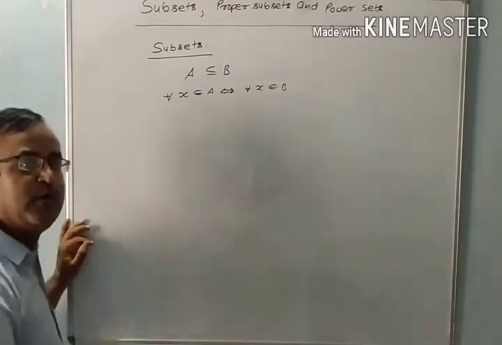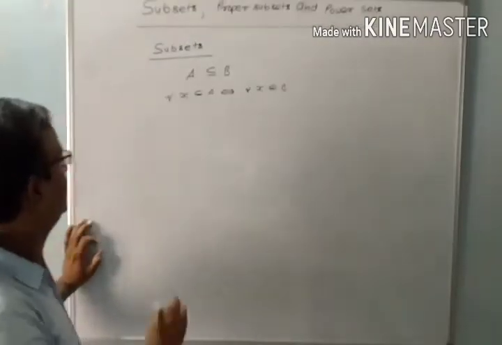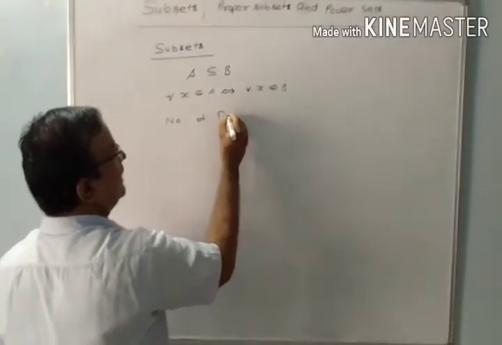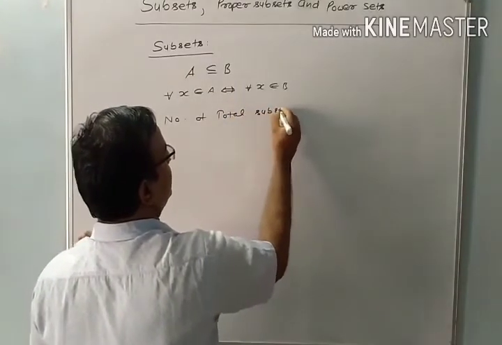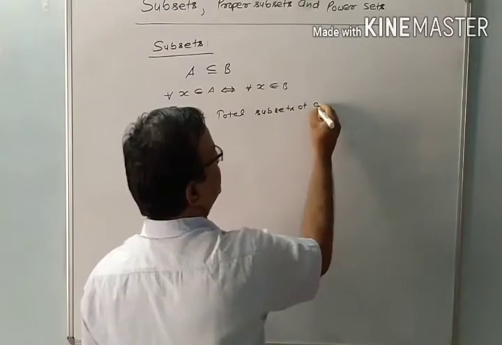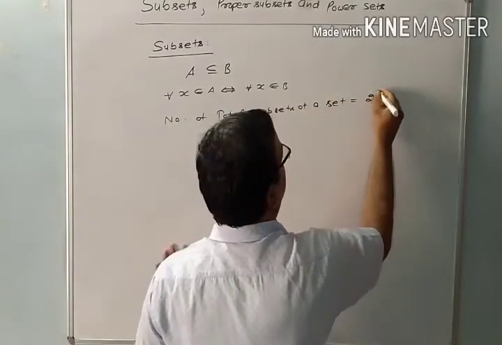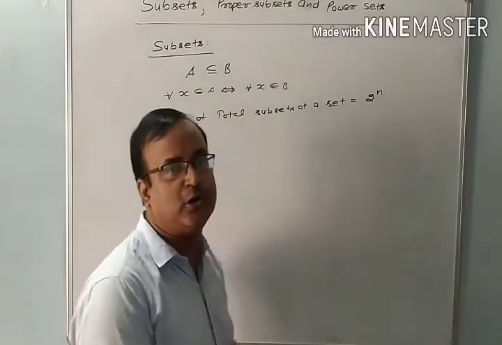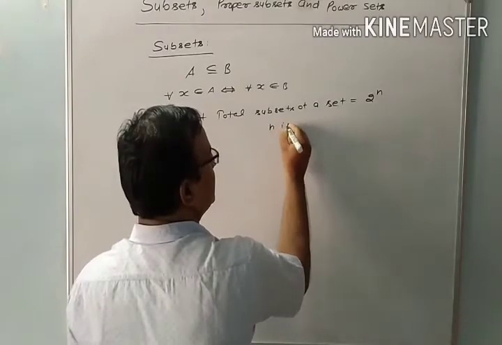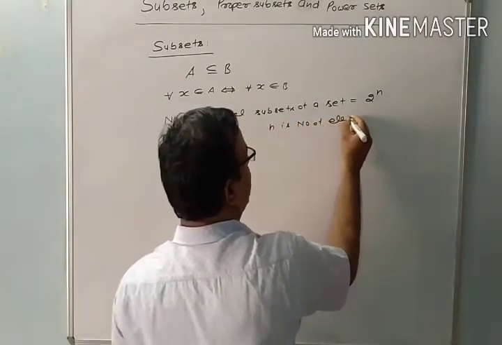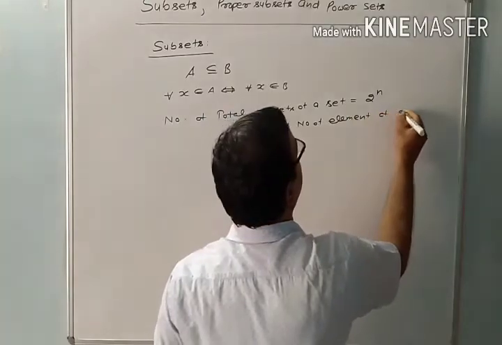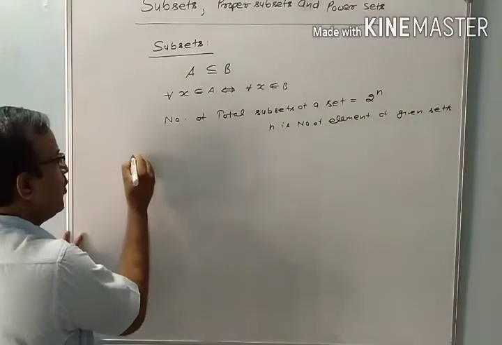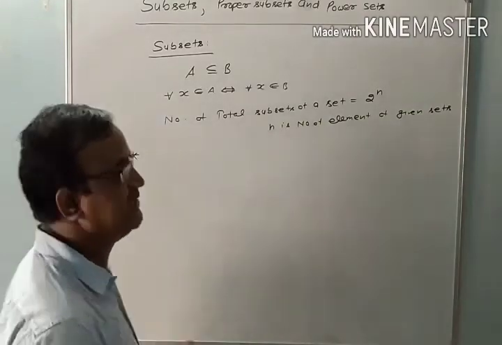Now the total number of subsets of a set is 2 to the power n. Number of total subsets of a set is equal to 2 to the power n. In this video I will prove why the total number of subsets is 2 to the power n only, where n is the number of elements of the given set. Clear? And one more important thing, phi is a subset of every set.